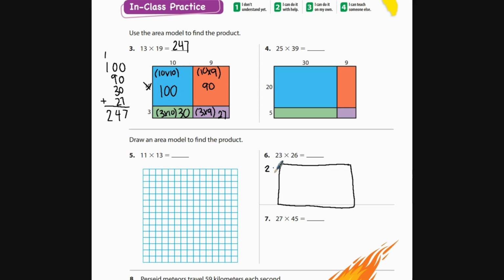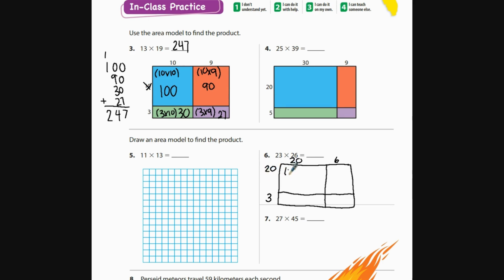23 is 20 plus 3. Draw a line. 26, we're going to put that on the top, right? So it's going to be 20 plus 6. And guess what? We're going to draw a line this way. Now, we're just going to multiply. Same exact ways that we were doing here.